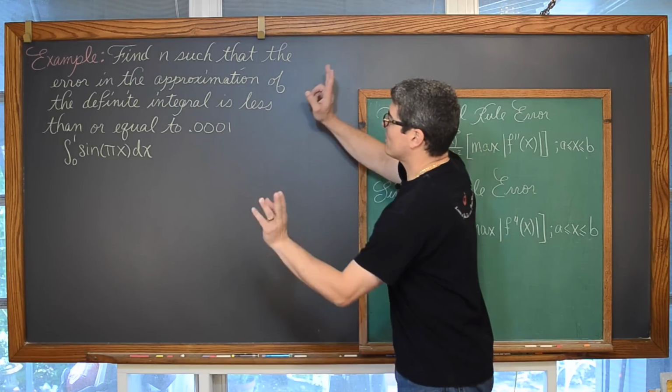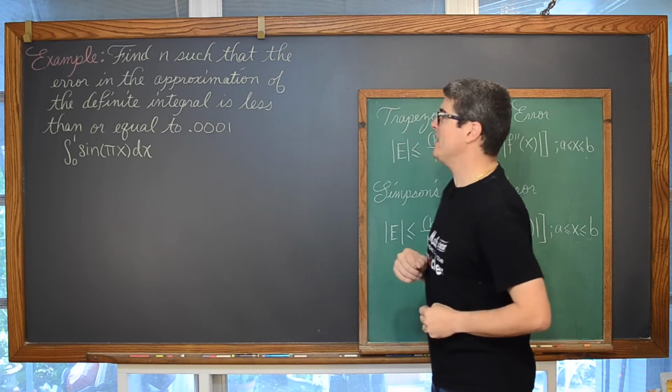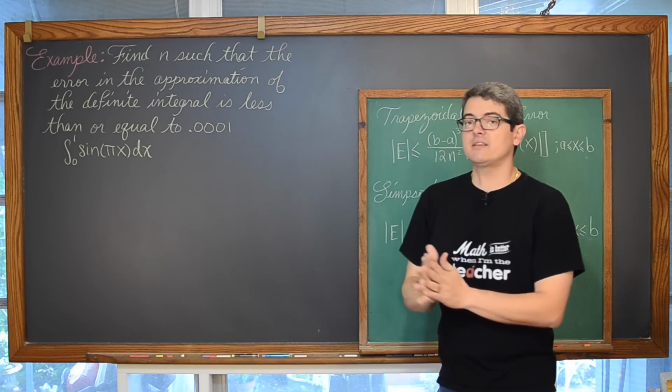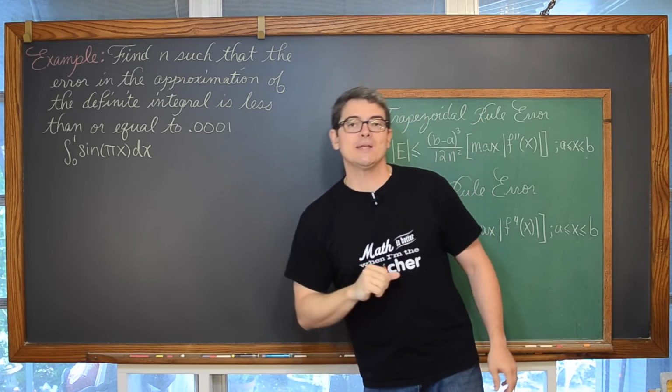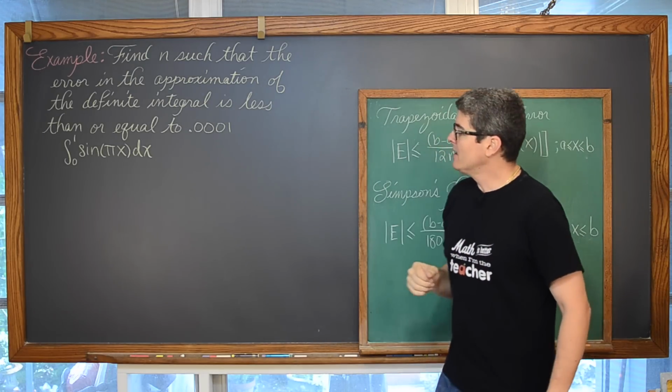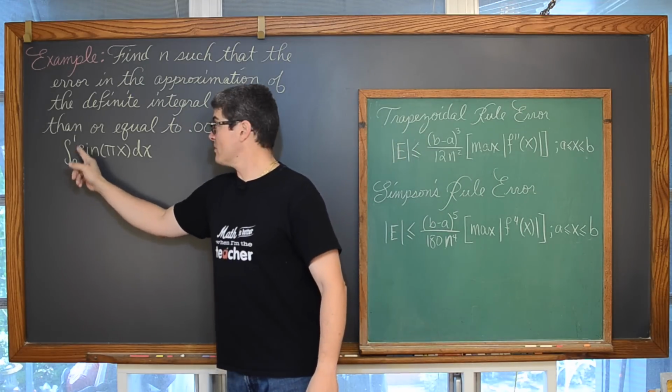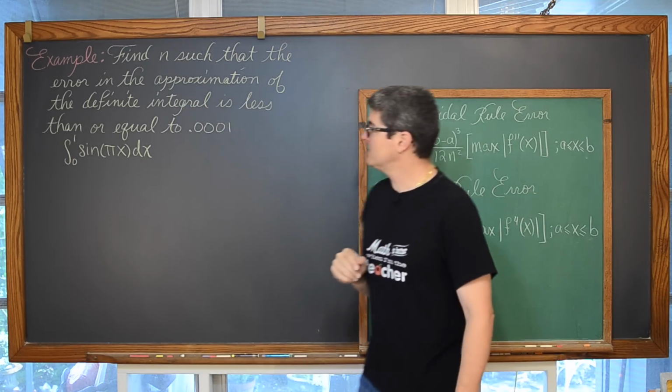Alrighty then. For our last example, worked two different ways. We're going to find n such that the error in the approximation of the definite integral is less than or equal to 0.0001 on this definite integral from 0 to 1 of sine of pi x dx.